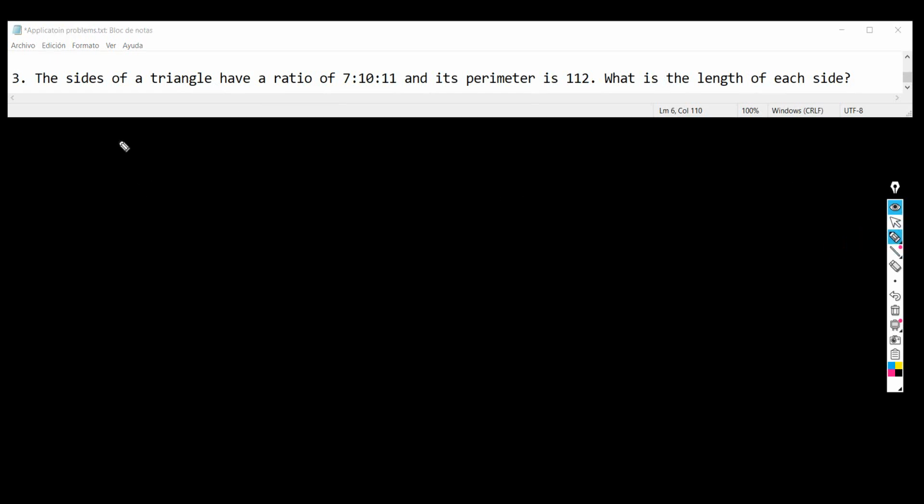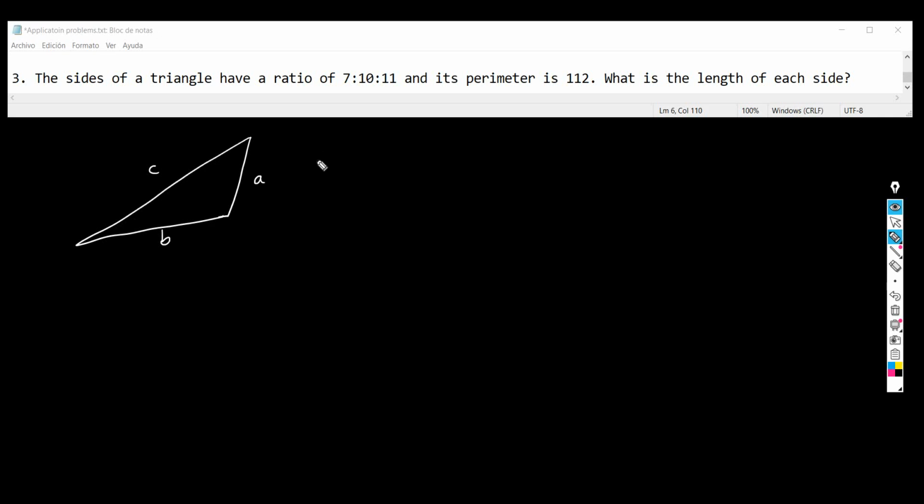Okay, so let's see. First, let's draw the triangle, more or less. We have 3 sides, and what they tell you is this, guys. The ratios of these sides are the same as the ratio of 7 to 10 to 11. And I have not told you yet what something like this means. Okay, this is like a triple ratio. What this means is the following. Let's label the sides. I'm gonna call this side A, this side B, and this side C.